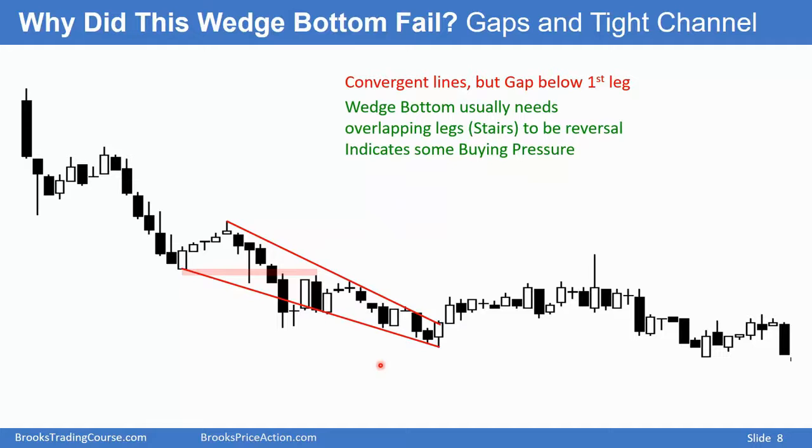Wedges usually need stairs. They need overlapping with the pullback from the breakout going above the breakout point of the prior leg down, as a sign of buying pressure. You could also call it a wedge 1, 2, 3, but same problem, no overlap, and therefore it's probably not a reliable wedge bottom. 1, 2, 3, and then start the count over, strong breakout, 1, 2, 3, still forming gaps. That means the channel down is too tight, and the reversal probably will be minor.